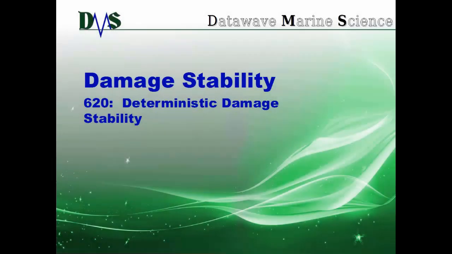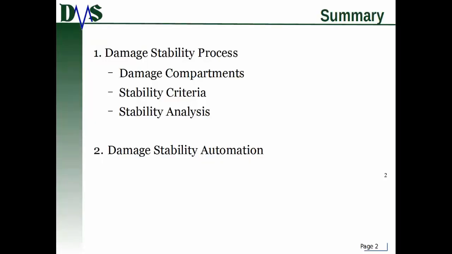Tutorial number 620 focuses on the deterministic damage stability method. So what we're going to go over today is the deterministic damage stability process: how you damage compartments, apply stability criteria, and combine all that into a stability analysis. And then we're also going to cover damage stability automation. I'll touch on that very briefly, but it's really worth talking about right now.